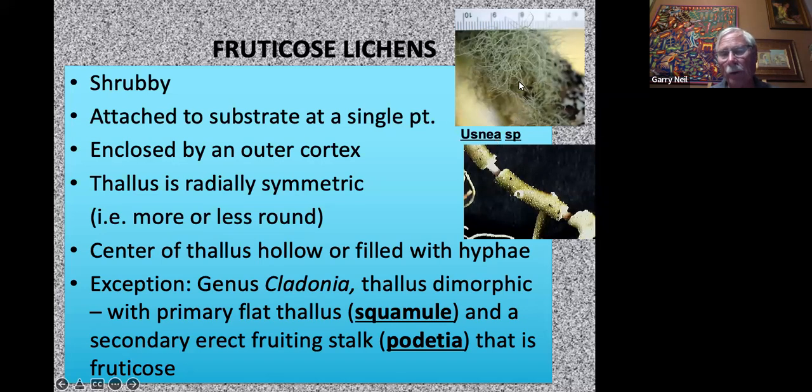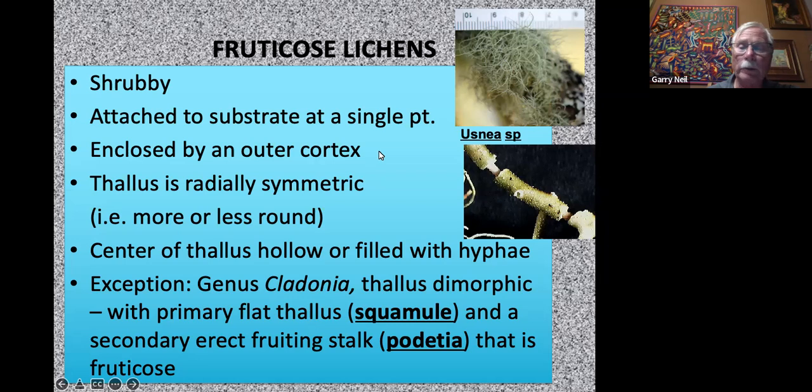And so if you ever see a shrubby one like this, what you can do is take a test by pulling it apart, make sure it's wet because it's easier, and you'll see this white core in the middle. So anyway, getting back to shrubby, usually they're attached to a bark or whatever by a single point. In other words, when you see this particular Usnea, if you follow it all the way back to its base, it's only attached at one particular point. This whole thing is not attached all over the place.